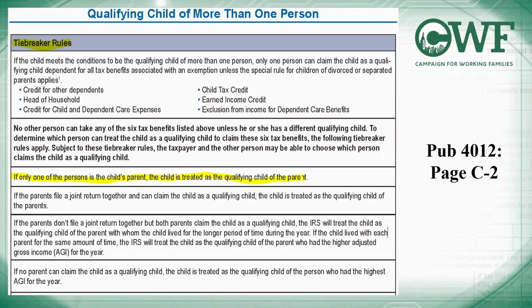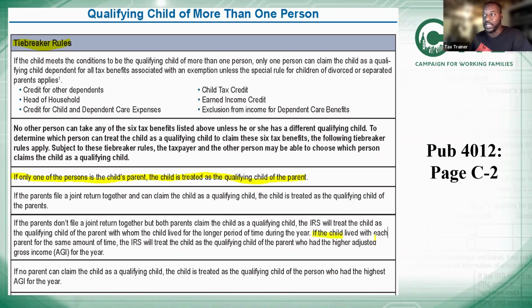Now let me ask you a question. It goes to the parent, but which parent? The child's parent. So the grandparent is not the child's parent. Correct, they're the grandparent. Now, if it was actual parents, like a dad and a mom arguing over it, then the conversation goes to income, whoever has the higher income.